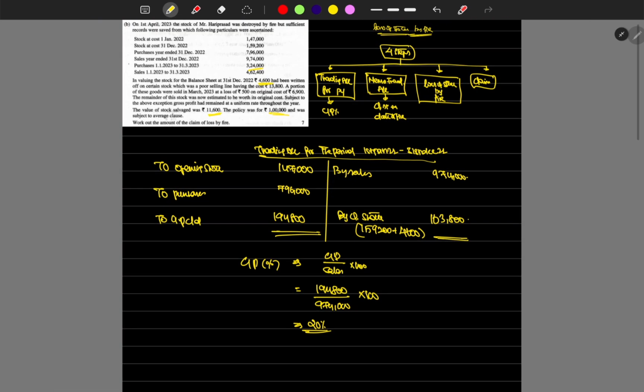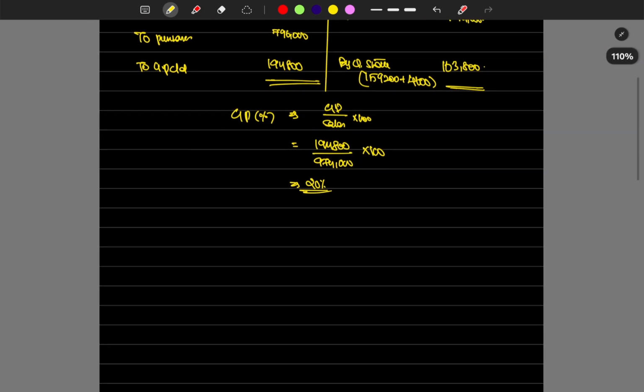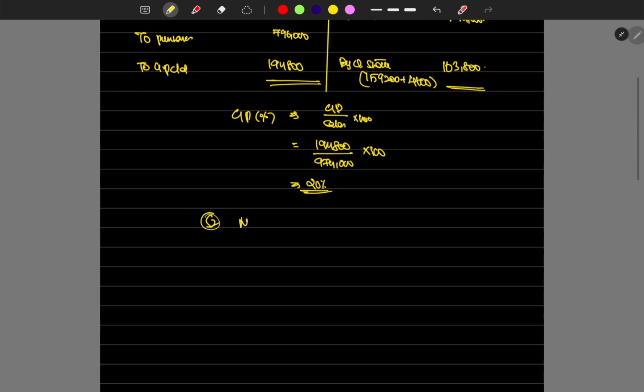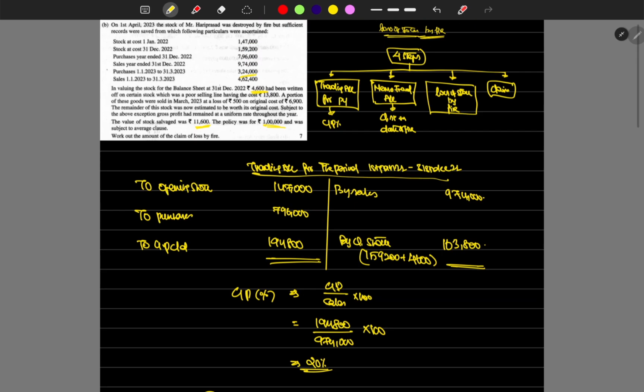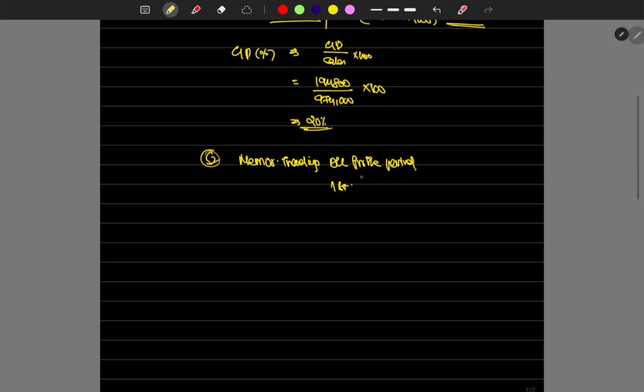Okay guys, let's prepare the memorandum trading account now, which is step 2. Memorandum trading account for the period 1st Jan to 31st March, right? So that's the date before the fire. Open the table.